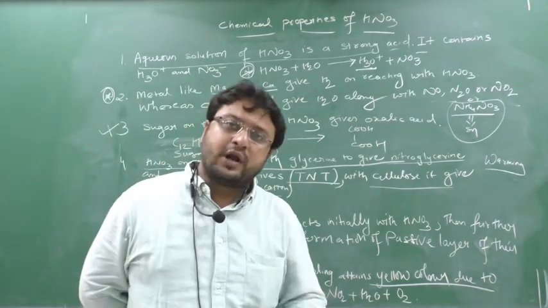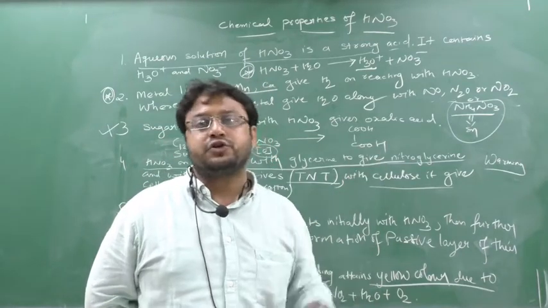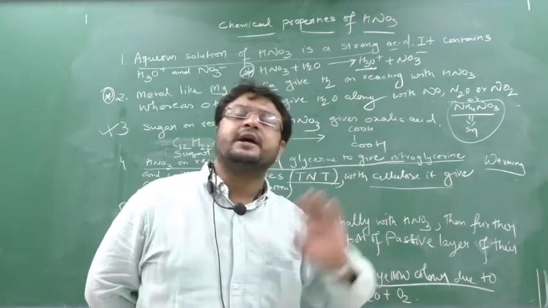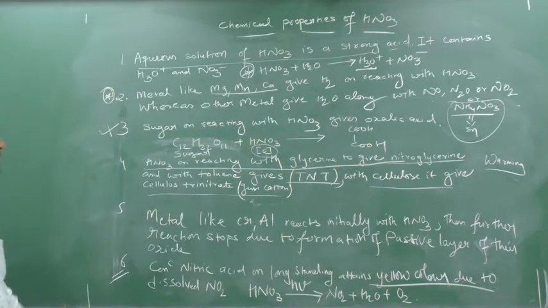You have to take that yellow color acid and warm it to nearly 60 to 80 degrees Celsius, and bubble dry air through it. When you slowly bubble the dry air, that yellow color part will be removed. Clear this part? So these are the 6 properties. Please note it down, then we'll go to the next property.